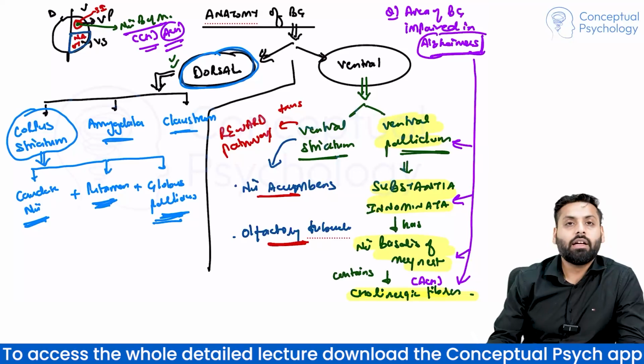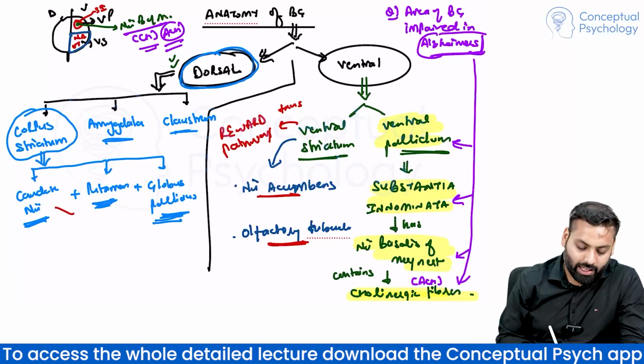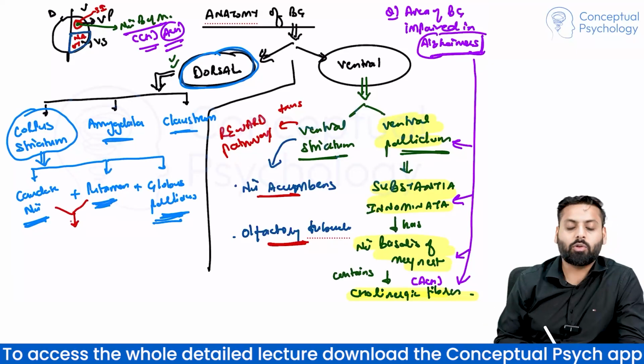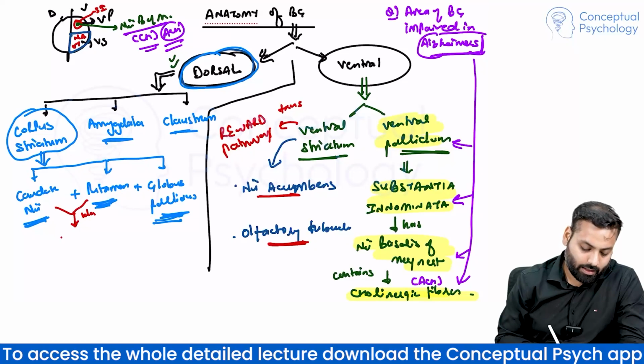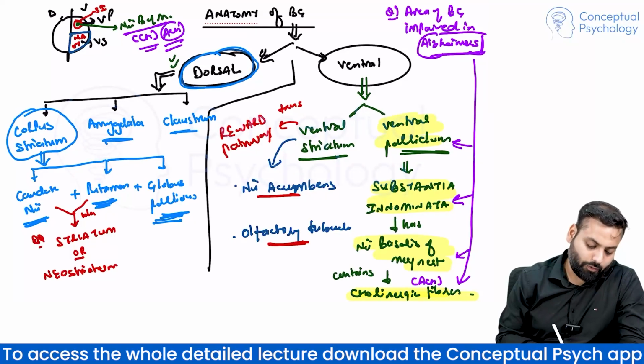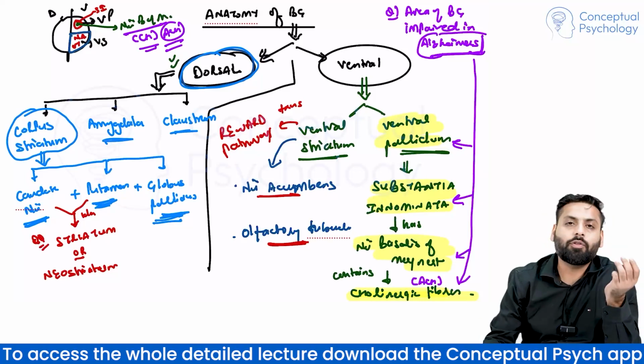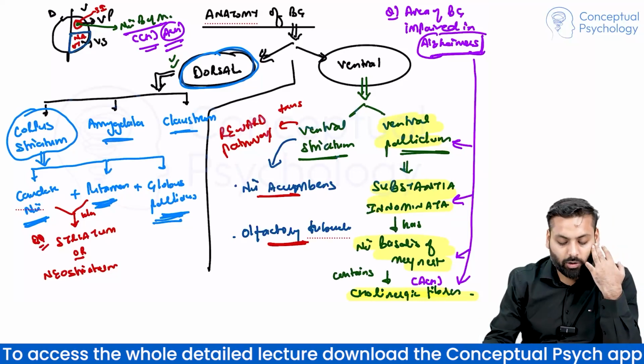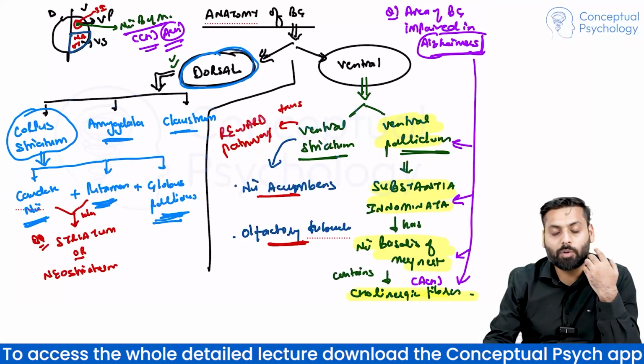Okay, now MCQs. Caudate nucleus and putamen together are known as striatum or Neostriatum. This is your first MCQ. Which of the following is not a component of Neostriatum? Caudate nucleus, putamen, globus pallidus. So answer is globus pallidus.